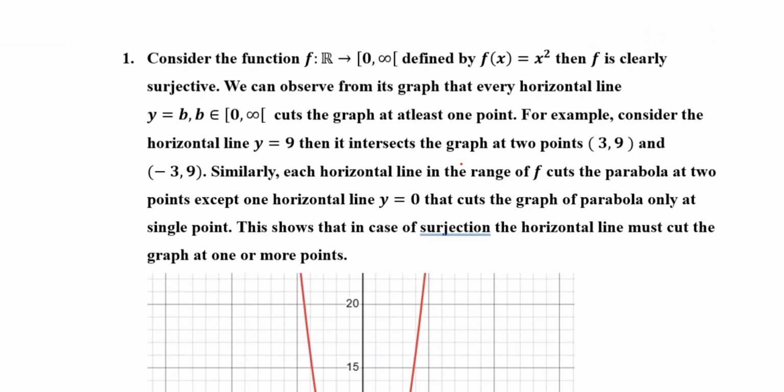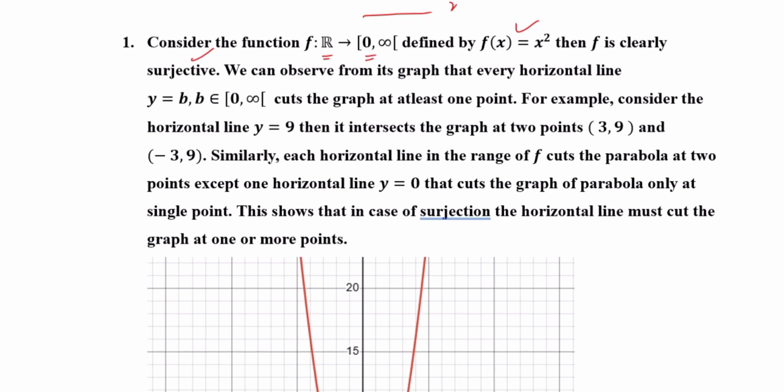I have considered the example f of x is equal to x square, that is actually a parabola. Domain is the set of real numbers R and the range is non-negative real numbers. You know, when you put any real number, your answer will be greater than or equal to 0. So the range of the function is non-negative real numbers. Then f is clearly a surjective function. We can check it graphically.